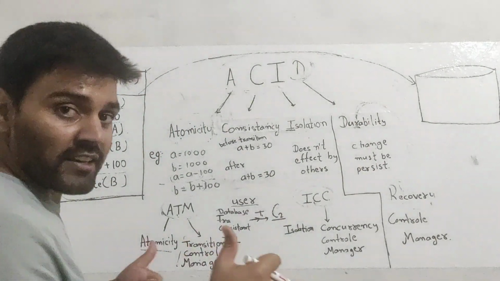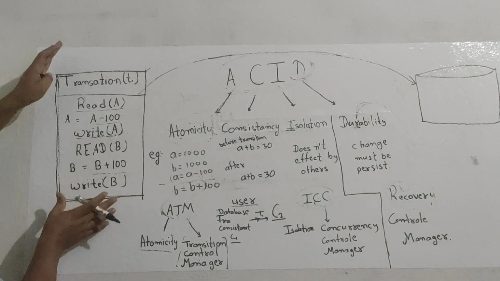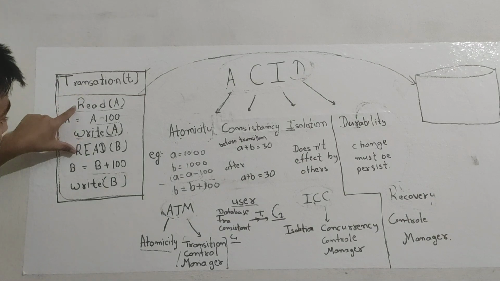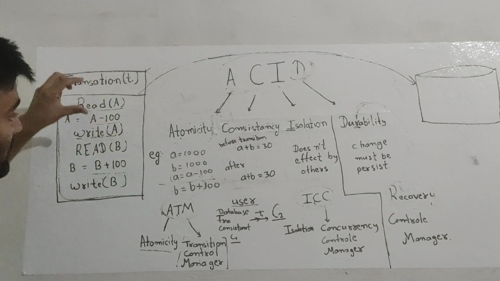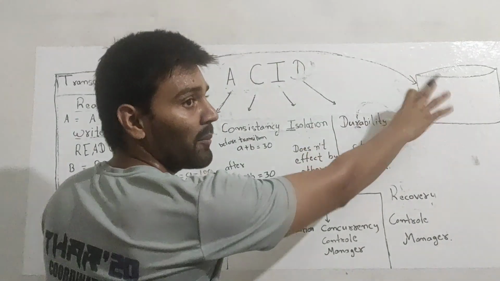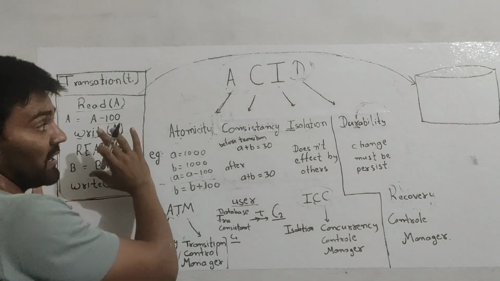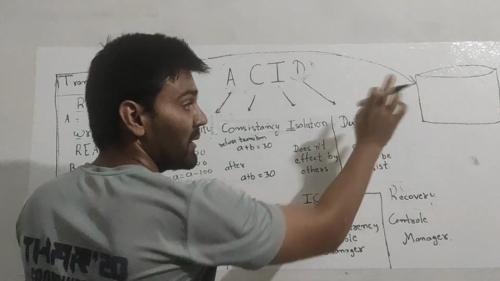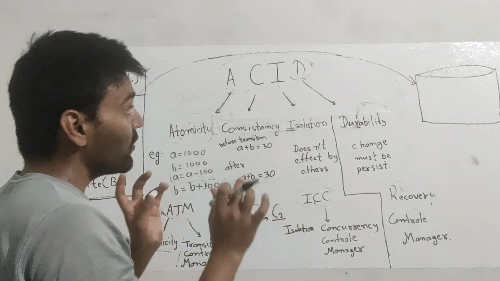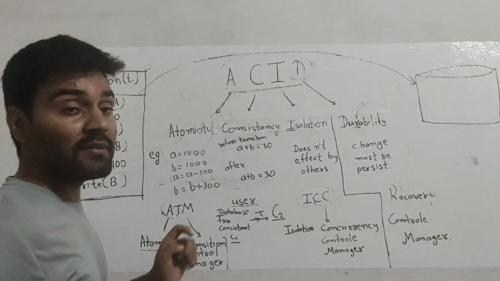So let's get started. If we want to perform a transaction, what is a transaction? It is a set of logically related instructions which will perform a logically related task on a database. If we want to perform this transaction on a database, then this transaction must have these four properties, which are acronymed as ACID.